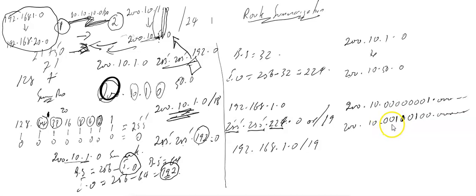128, 64, 32, 32 plus 16, 48, then 8, 4, 1, which should be 0. Anyway, so the whole idea here is this.